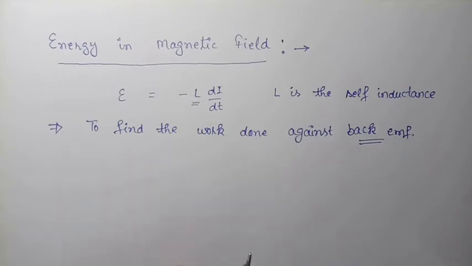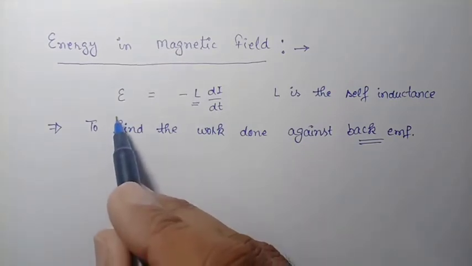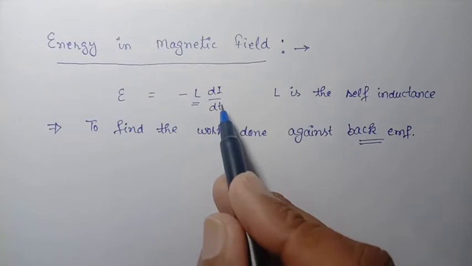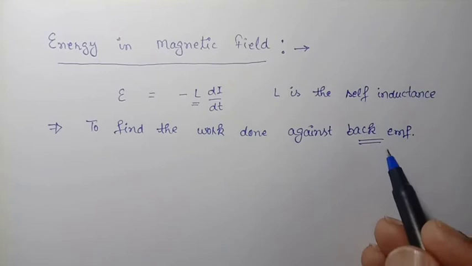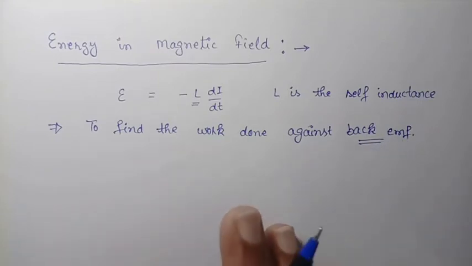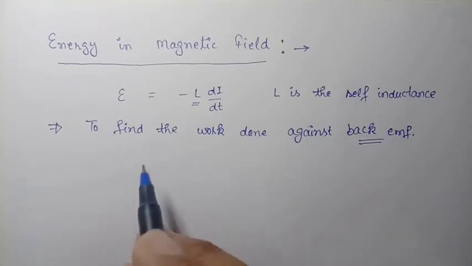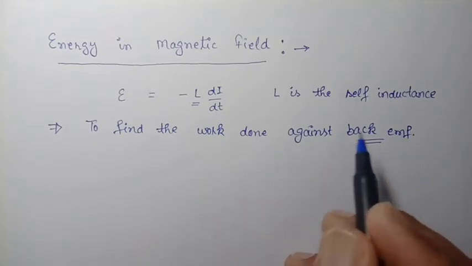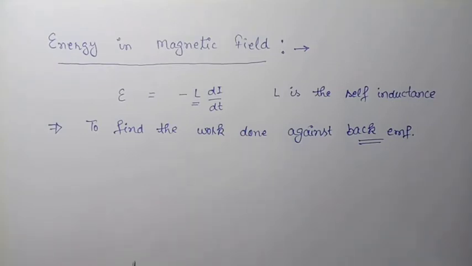I will repeat this point again. As we discussed, the induced EMF opposes the change in current, so this EMF is known as back EMF. This back EMF is fixed in amount and recoverable when we switch off the current. So this work done against back EMF is the energy stored in the magnetic field.